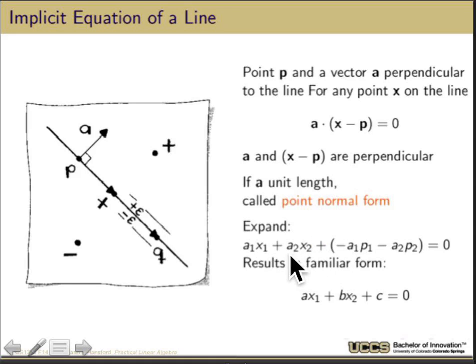Okay, you can expand this and write it out as a1 x1 plus a2 x2 minus a1 p1 minus a2 p2 equals 0. That's just expanding out the dot product. If you combine all those things, you can represent this as a x1 plus b x2 minus c equals 0, where these two terms, because they don't depend on x, are combined into a single value. You may have also seen this in a 2D equation as ax plus by plus c equals 0, which is another implicit form of a line.